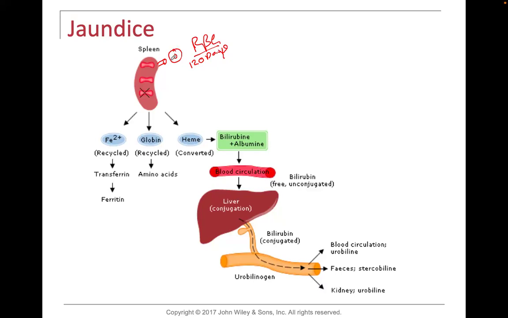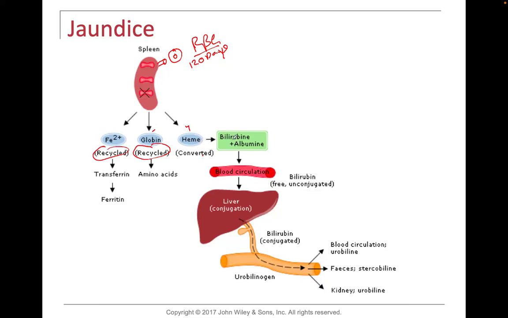So as this rigid red blood cell is trying to squeeze through this tight blood vessel, it bursts as it gets into the spleen. And when it bursts, whatever the red blood cell is made up of, it breaks it down. So there's hemoglobin. So here's the heme, here's the globin, and there's iron as well. So the iron gets recycled, the globin gets recycled, and the heme is going to be converted.